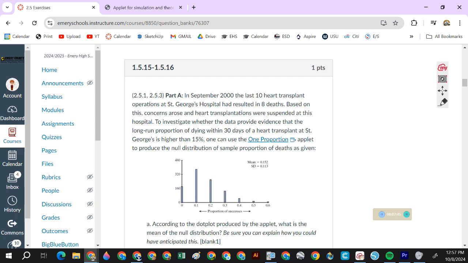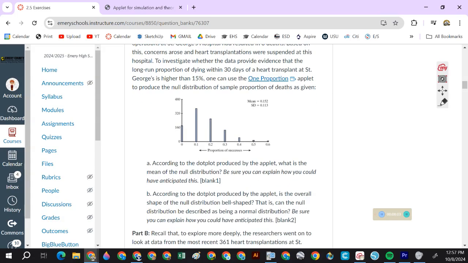In the last 10 heart transplants at St. George's Hospital, 8 people died. Based on this, concerns arose and heart transplantations were suspended to investigate whether the data provide evidence that the long-run proportion is greater than 15%. So we run it. Looks like they did it for us.